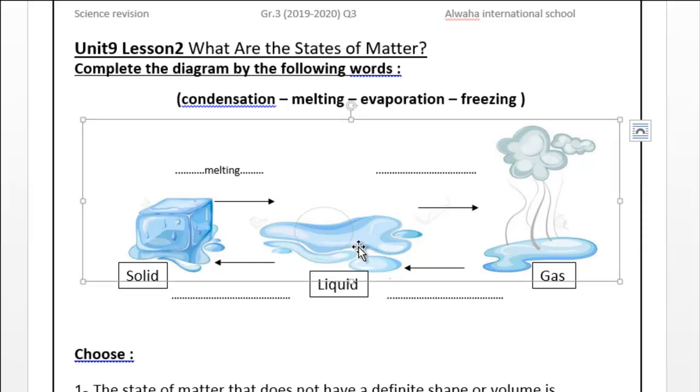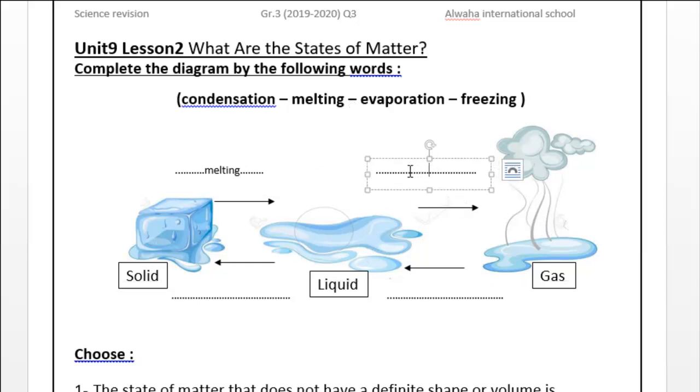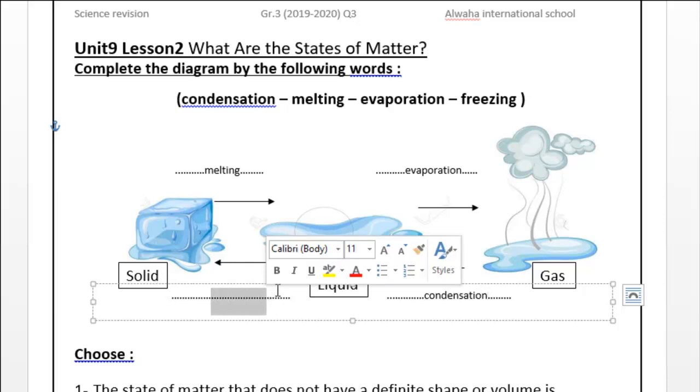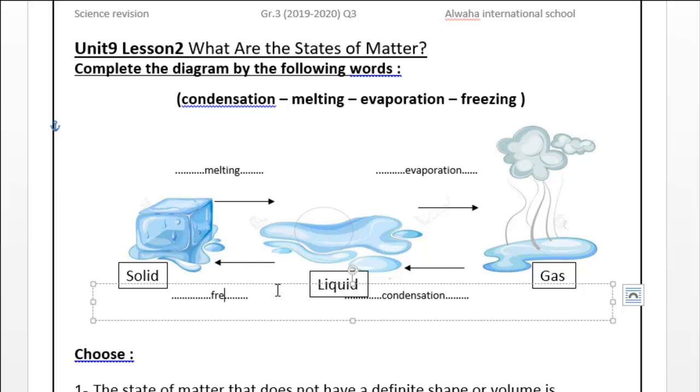And from liquid to gas, this is called, that's right, evaporation. And from the gaseous state to the liquid state, this is called, that's right, condensation. And from the liquid state to the solid state, this is called freezing.